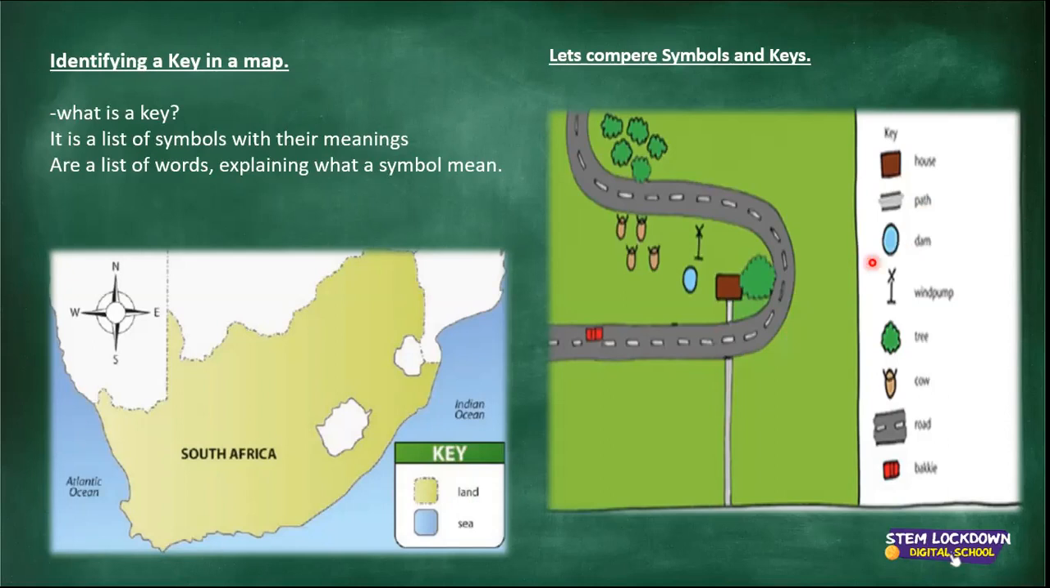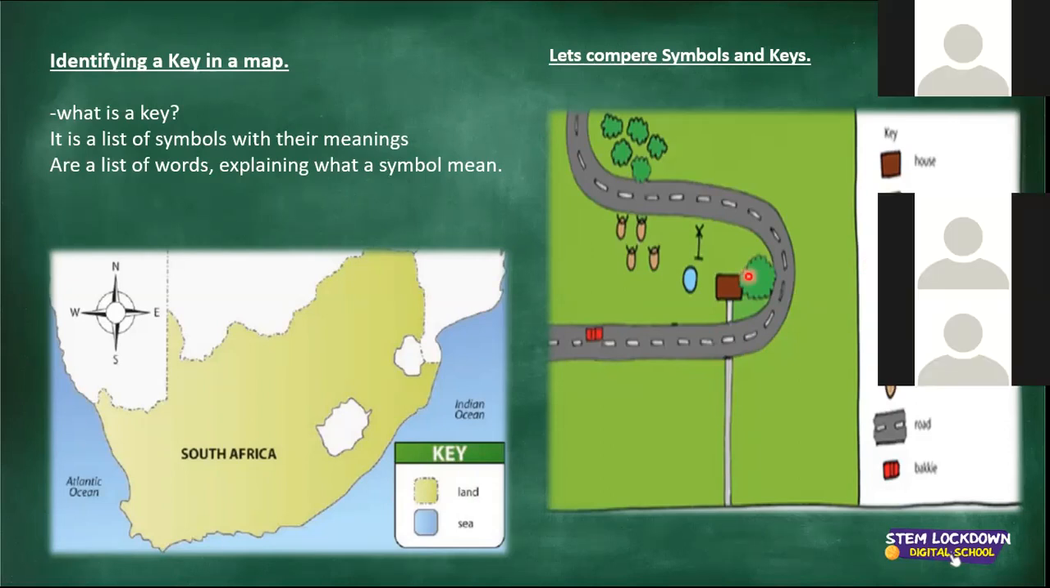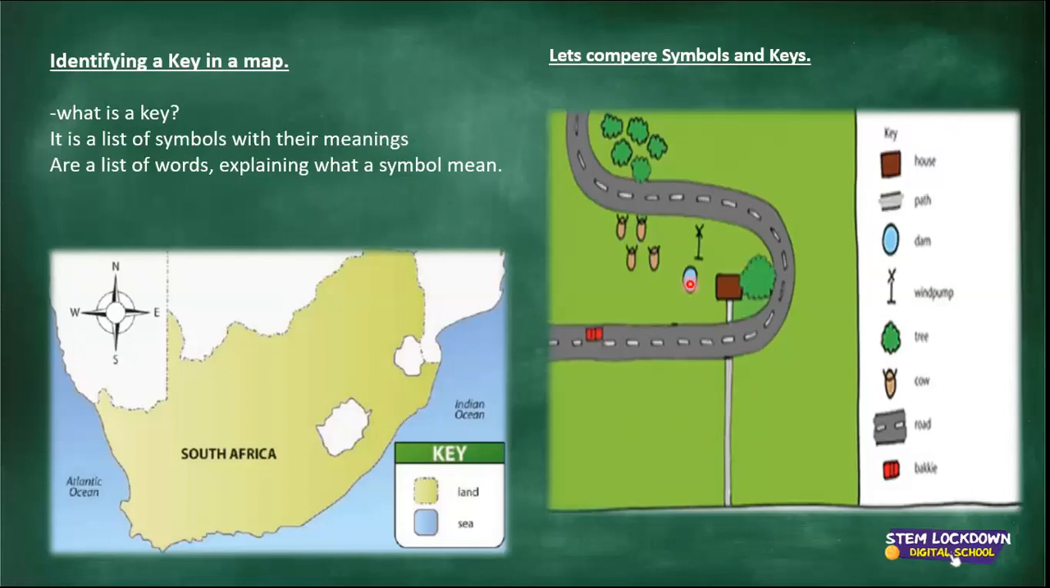So we are going to look at the dam on the map. We see this thing, it is the dam, and then the wind pump. We'll come to the map and then we'll easily identify the wind pump. And then the tree, yeah, it is next to the house. And then the cows, as you can see, they are next to the dam. And then we also see the road and the bucky as well. So that's just it.